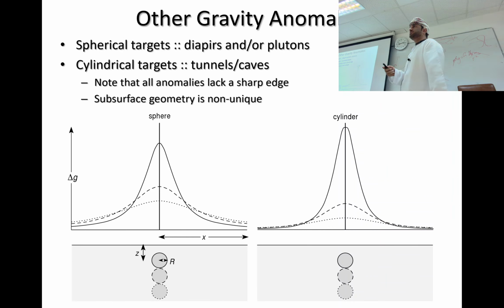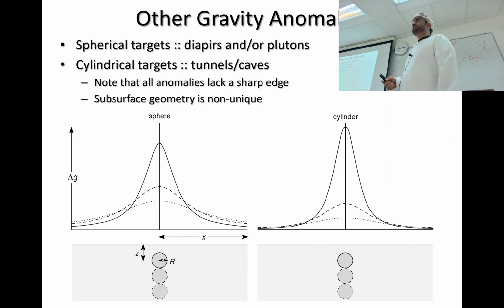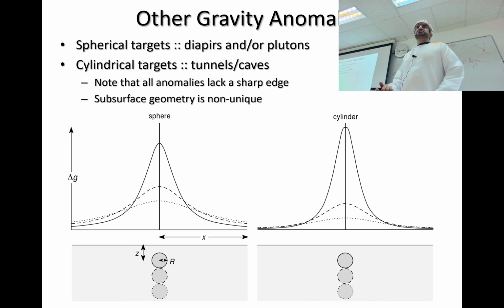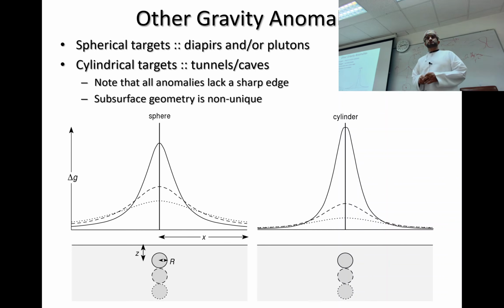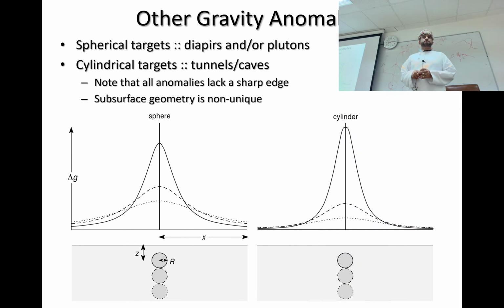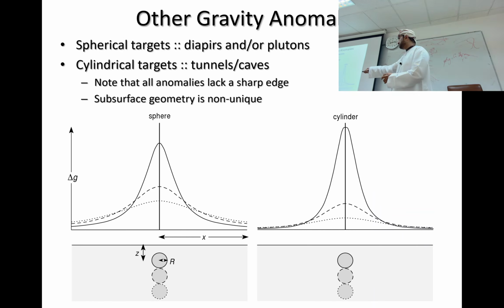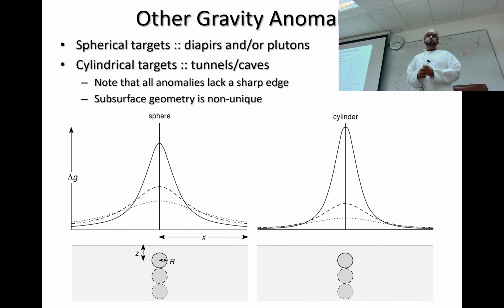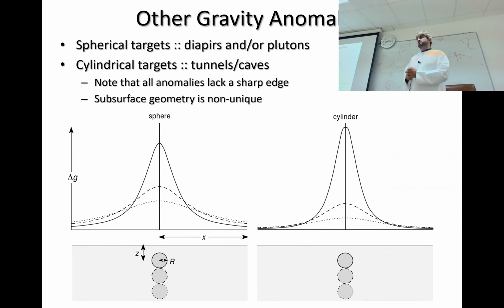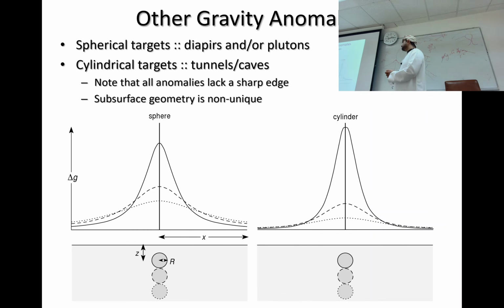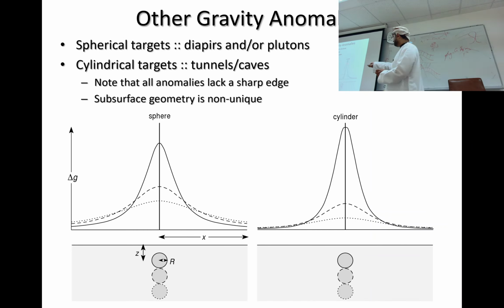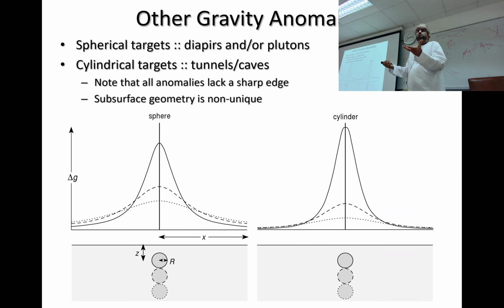Why is that? What happens to the R? It decreases. If R decreases, what happens to the force, delta G? It increases. If I make the same target deeper, move it deeper, what happens to the anomaly? It decreases. So these two are different objects.